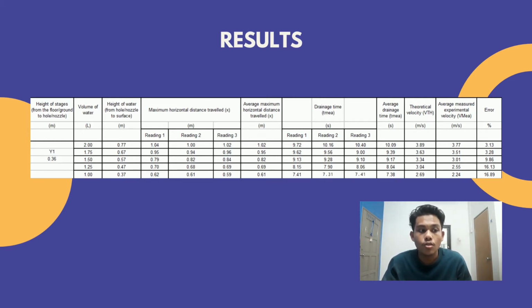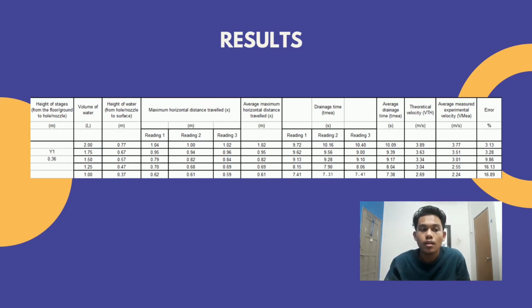it is 0.36 meter, and the other data given is volume of water, which starts from 2 liter and decreases until 1 liter, and the other data given is height of water, which starts from 0.77 meter and decreases until 0.37 meter.